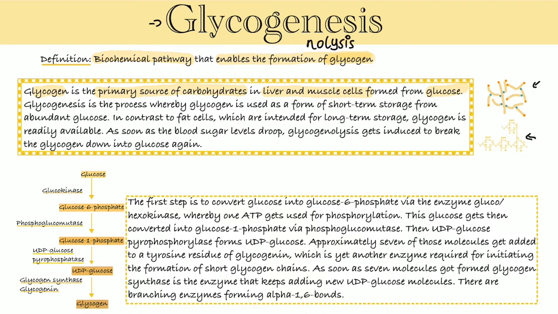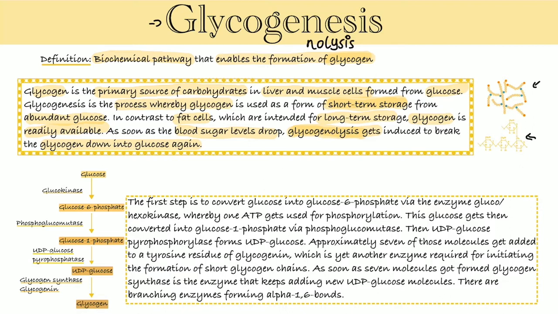Now, glycogenesis is the process where glycogen is used as a form of short-term storage from abundant glucose. In contrast to fat cells, which are intended for long-term storage, glycogen is readily available. And as soon as the blood sugar levels drop, glycogenolysis gets induced, which is the process where this glycogen is then broken down into glucose again. If you want to watch the video about glycogenolysis as well, it's linked above.